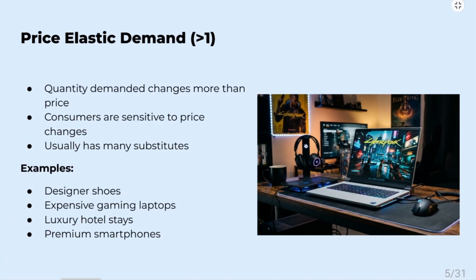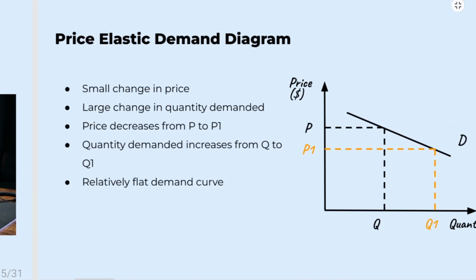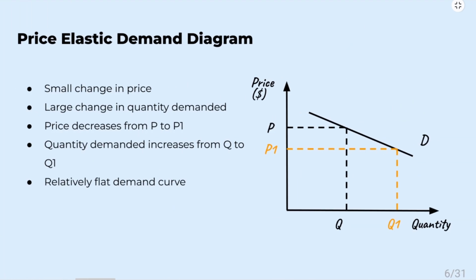Price elastic demand happens when quantity demanded changes by a greater percentage than the change in price. Consumers are very sensitive to price changes because they can easily switch to other products. For example, if the price of designer shoes increases, many consumers may decide to buy another cheaper brand instead. The same can happen with luxury hotels, expensive gaming laptops, or premium smartphones because these products usually have many alternatives available in the market.